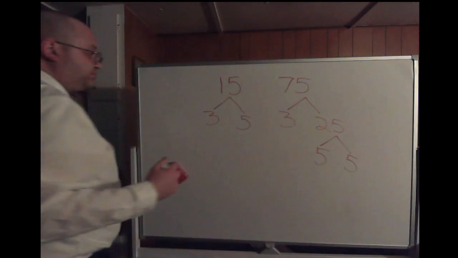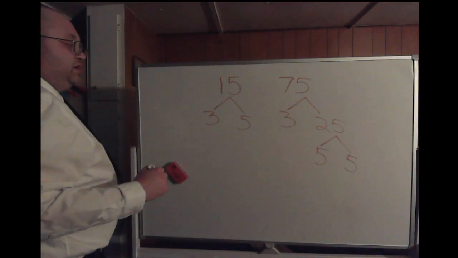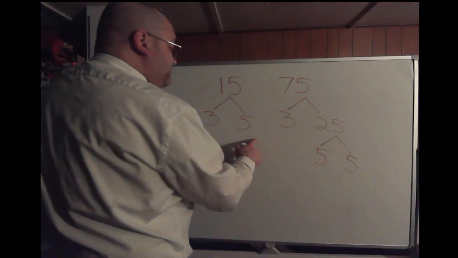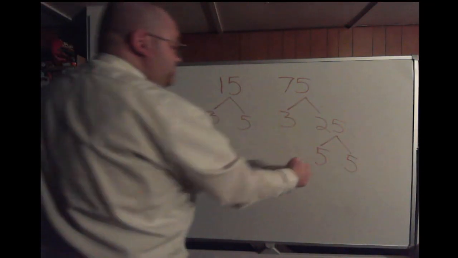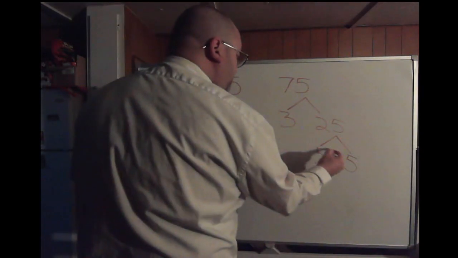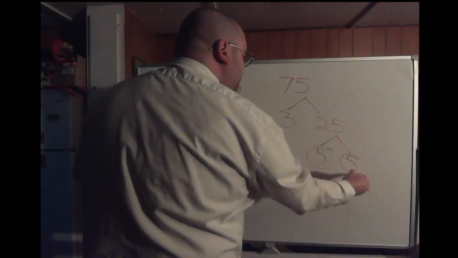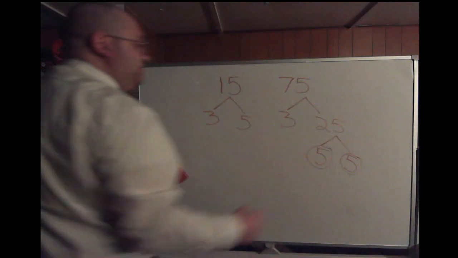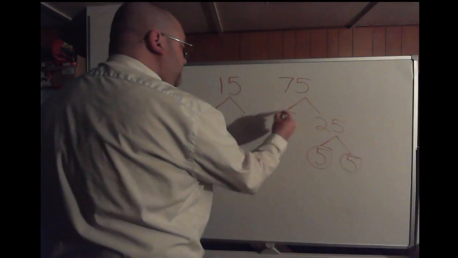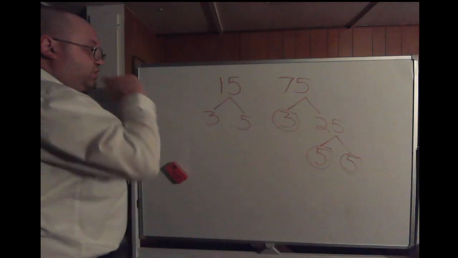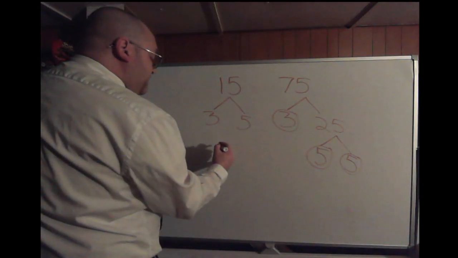Okay. So, we see for 5's that the 15 has one 5, the 75 has two 5's. So you want to circle the one with more 5's. You'll circle the two 5's for 75. Then they both have a common 3, so pick a 3 and circle it. I'm going to circle the 3 for the 75.